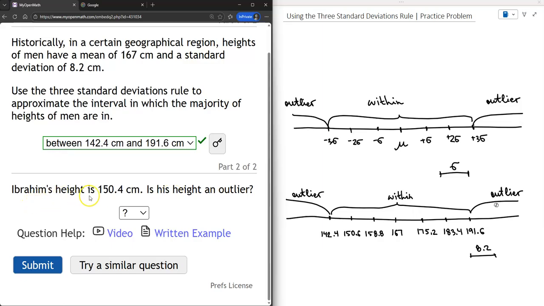And Ibrahim's height is 150.4. Is his height an outlier? 150.4, which is Ibrahim's height, is going to be somewhere right here. So this is where Ibrahim is. Is it an outlier? According to our computations, no, it is not. Or rather, according to the 3 standard deviation rule, no, it is not.